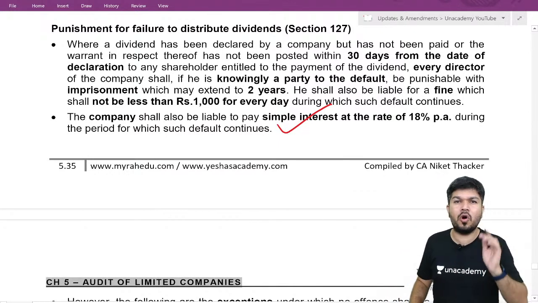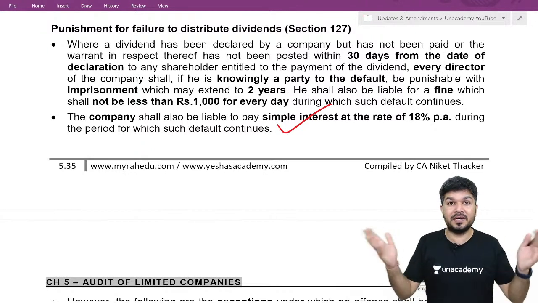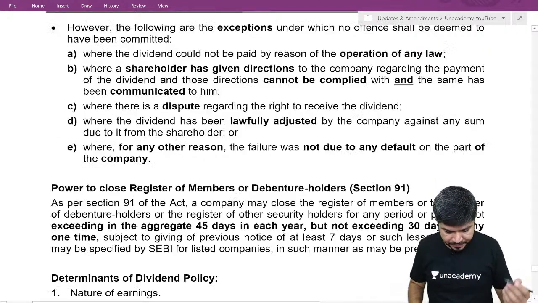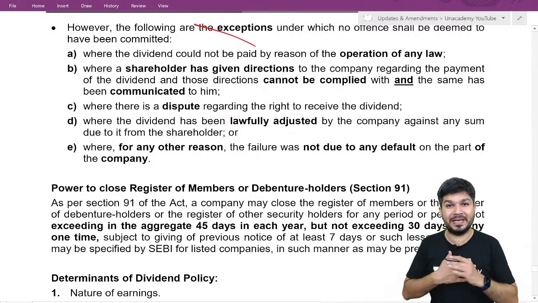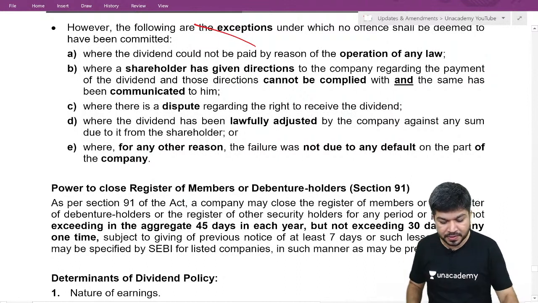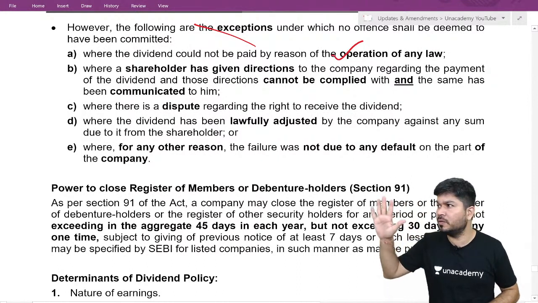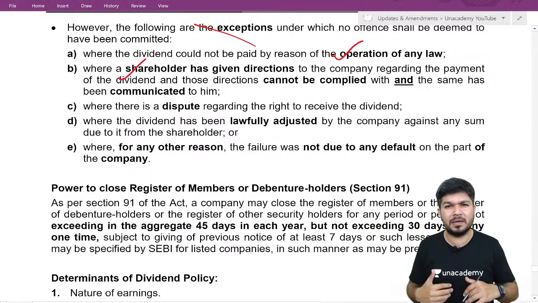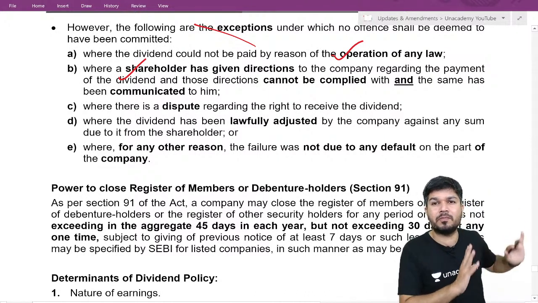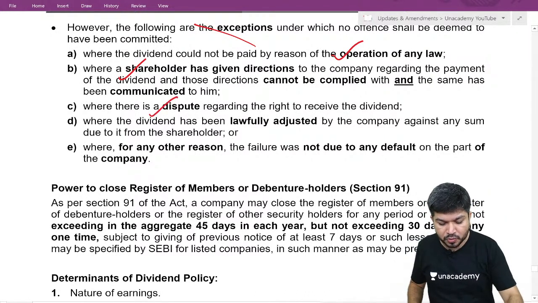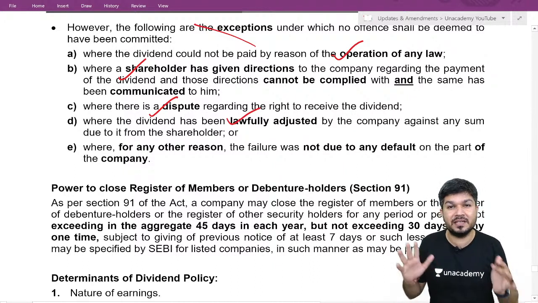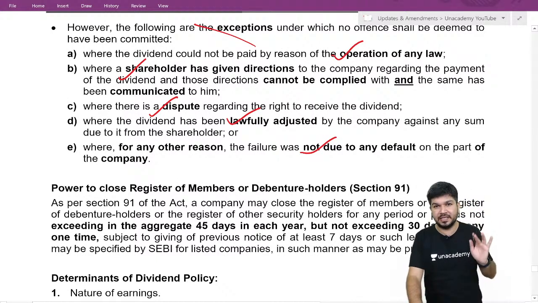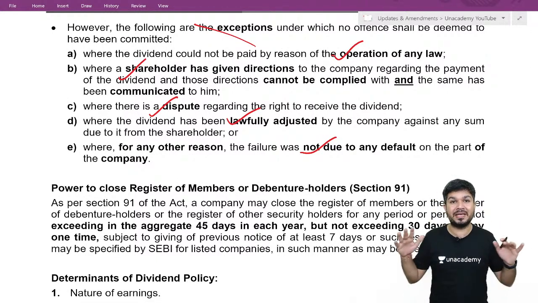Plus, all my officers or employees who are in default, for them penalty of 1000 rupees per day plus 2 years of imprisonment. I won't be liable to pay the penalty if the dividend is not paid due to operation of law. Court told me not to pay it. Second, shareholder has given a direction which I cannot comply, and I already told him this way it's not possible, and I kept it on hold. Third, there's a dispute going on. Fourth, it's lawfully adjusted against the debt due by shareholder, and any reason not due to the fault of company. Then in that case, we are not liable to pay penalty.